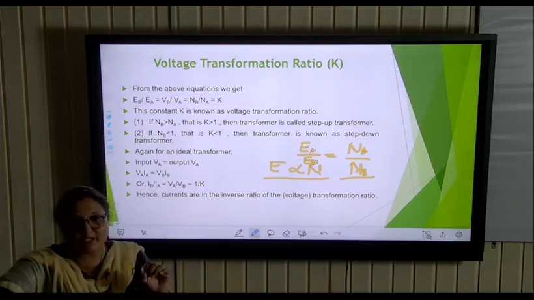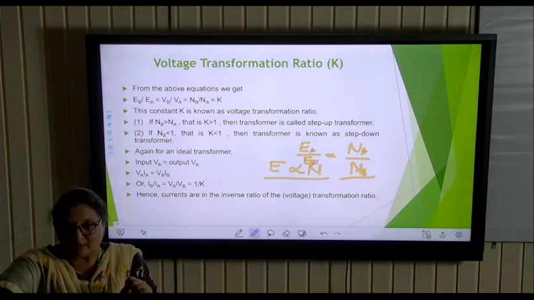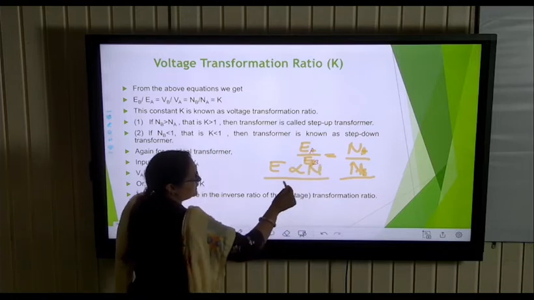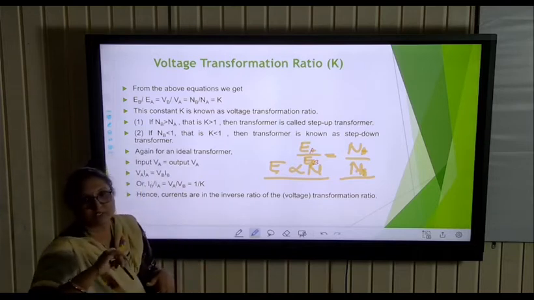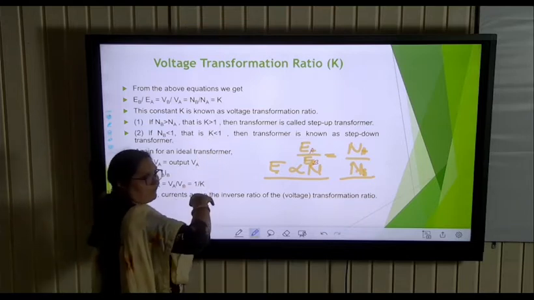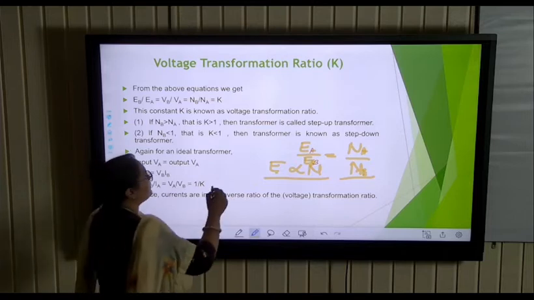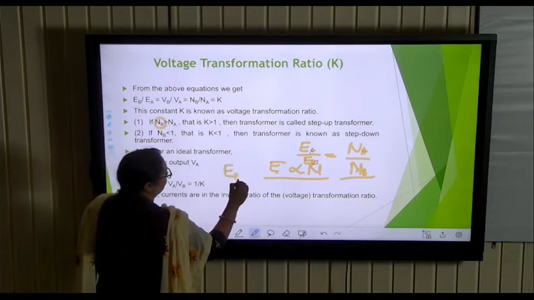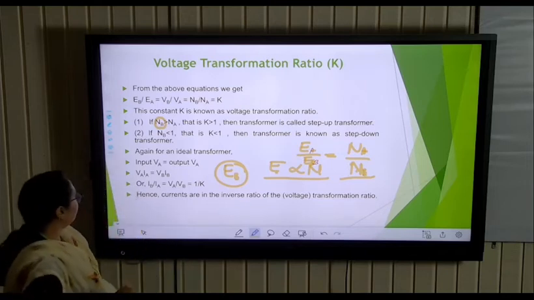So the value of this transformation ratio will decide whether it is a step up transformer or a step down transformer. Okay, so when the number of turns is more, see here both are directly proportional. If the number of turns is more, that means the EMF which is going to be induced will increase, because both are directly proportional. So if E2 is greater than E1, or EB is greater than EA, that means you have a step up transformer. So based upon this value, we can decide whether you have a step up transformer or a step down transformer. Fine.